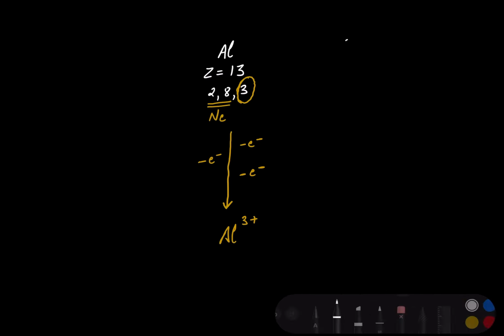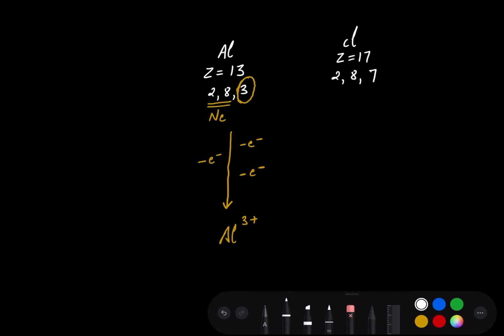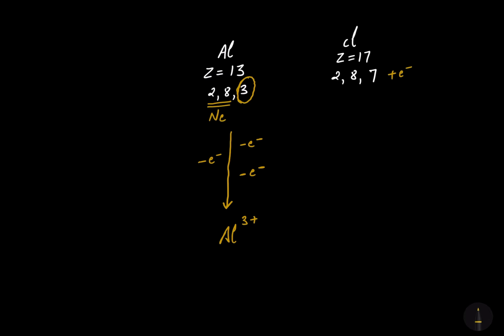I'm taking chlorine over here. What's the atomic number of chlorine? It's 17. The configuration comes out to be 2, 8, 7. So here chlorine will gain only 1 electron to acquire the stable noble gas configuration of the nearest inert gas, that is argon. So chlorine has gained 1 electron to acquire the stable noble gas configuration of argon, and it comes out to be a chloride ion with a charge of only -1.